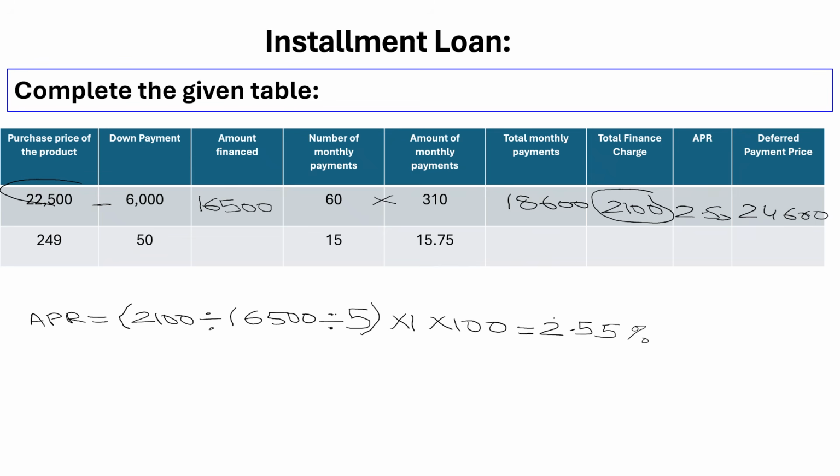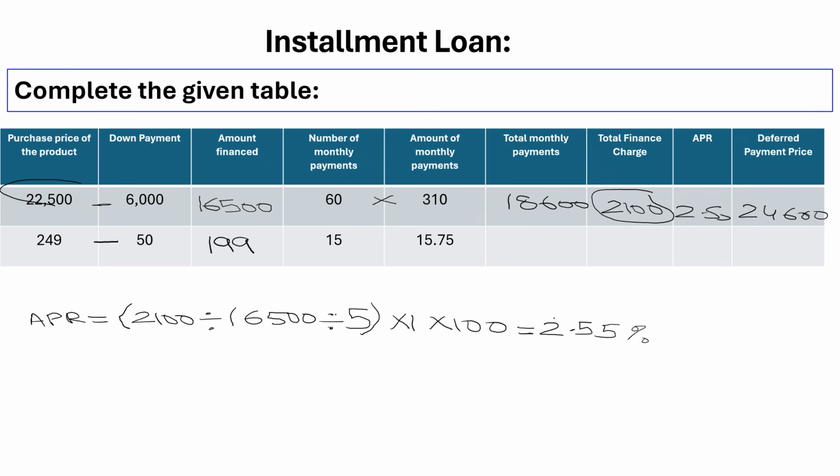Similarly, we will do the second table. Now you can see 249. This is the purchase price. 249 minus 50, which is the down payment. So my amount financed will be 199.